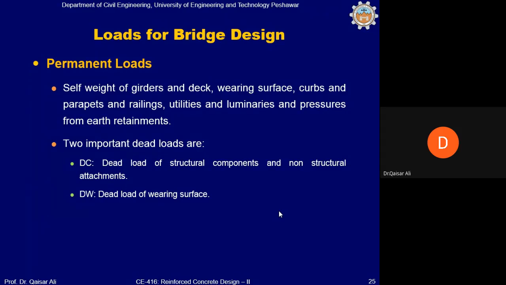The permanent loads can be then divided into two main categories: dead load of structural components and non-structural attachments, and dead load of wearing surface, DC and DW. DC is the dead load of all structural components and non-structural attachments, but without wearing surface. Wearing surface has been placed as a different type of dead load.